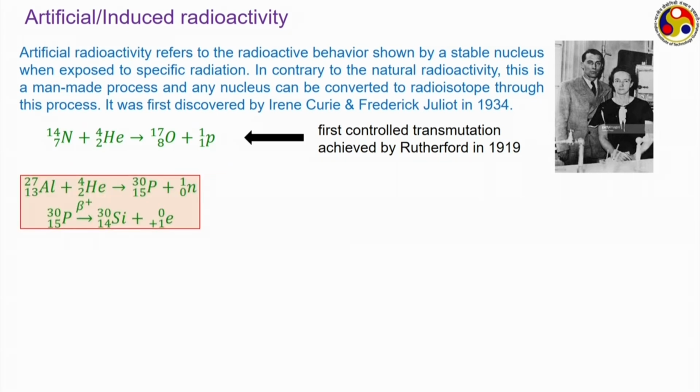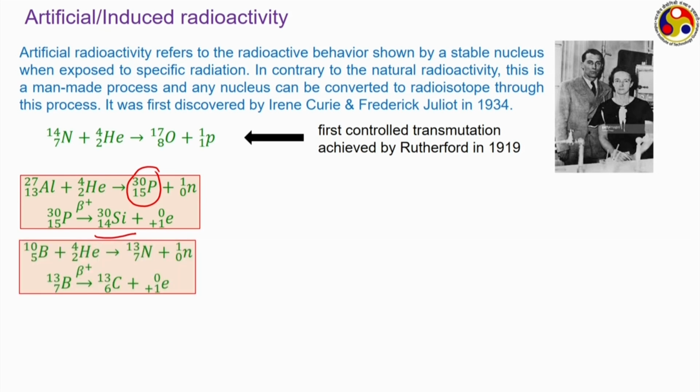rather that came only in 1934 by the work of Irene Curie and Frederick Joliot, when they showed this particular reaction, that is they bombarded aluminum 27, the natural isotope of aluminum, with alpha particle, and that led to the formation of phosphorus 30. That was the first incident of phosphorus 30 appearing here, but in contrary to the Rutherford's experiment where oxygen 17 was formed, this phosphorus 30 actually showed positron decay and got converted to silicon 30. That means this phosphorus isotope, after being formed from aluminum through the process of transmutation, showed radioactive behavior.